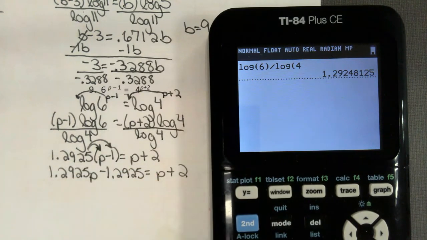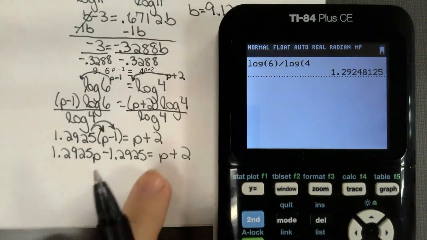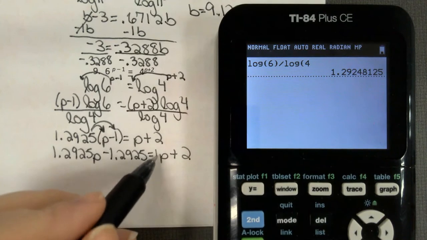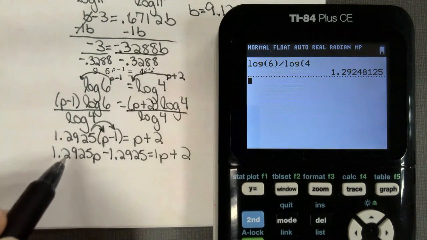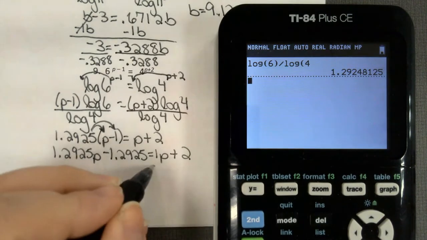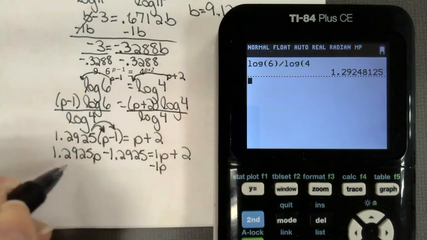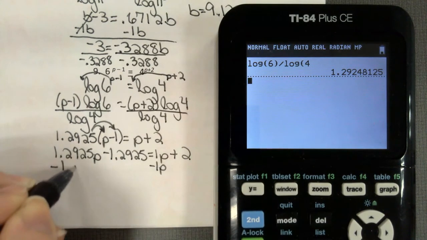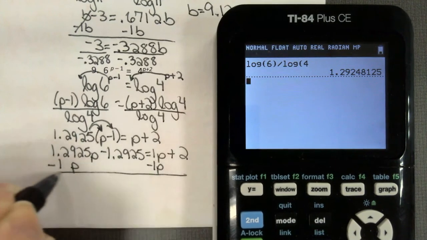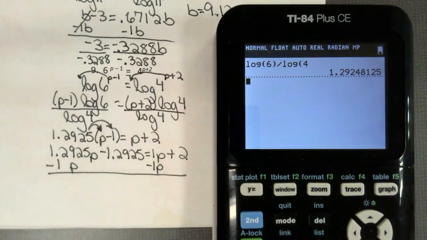It's time to get the variables on the same side. So I have 1p over here. I'm going to subtract it from both sides so that I can get all the p's onto the left. So here I'll subtract 1, or you can do that without your calculator as well.